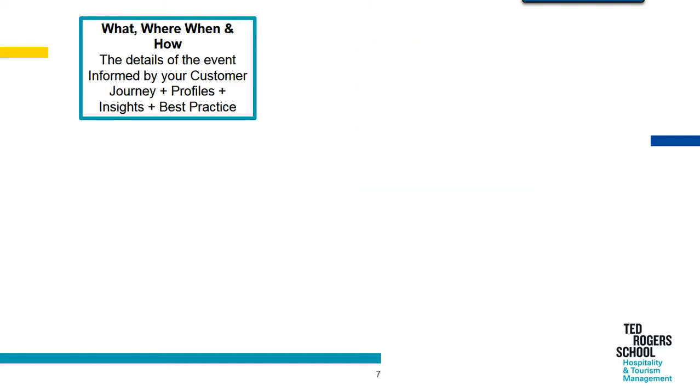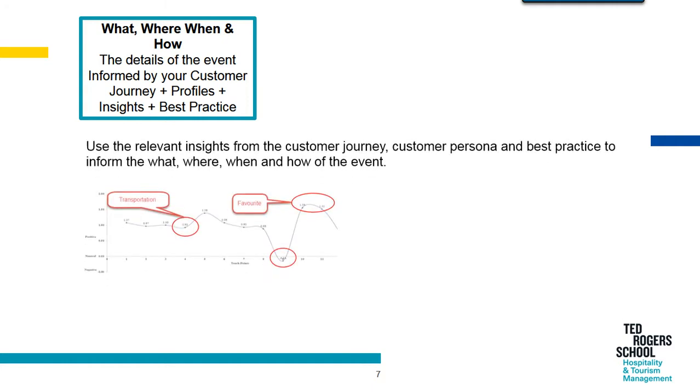So now that I've got my idea, I've identified my target market, my profile of my customer, I have used the other research. I want to get into the what, where, when, and how of the idea. And really then, this is where things like the customer journey map can come into effect.